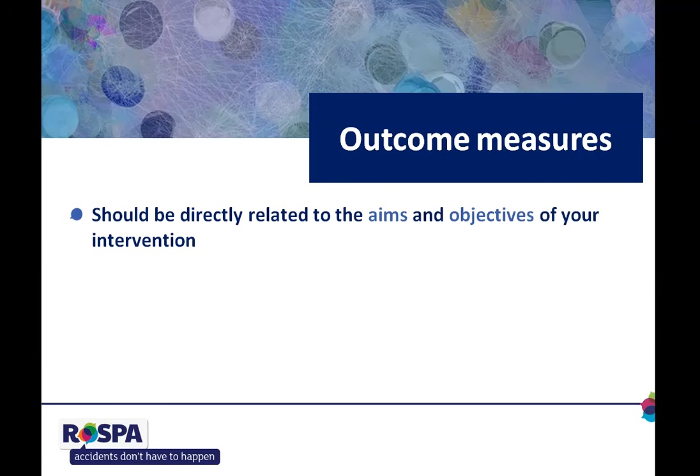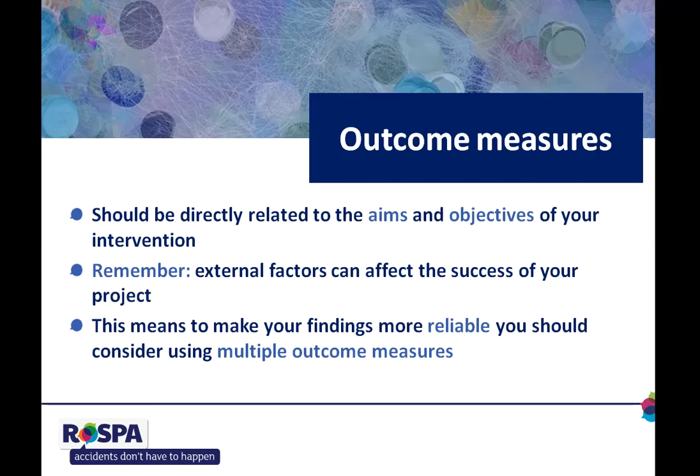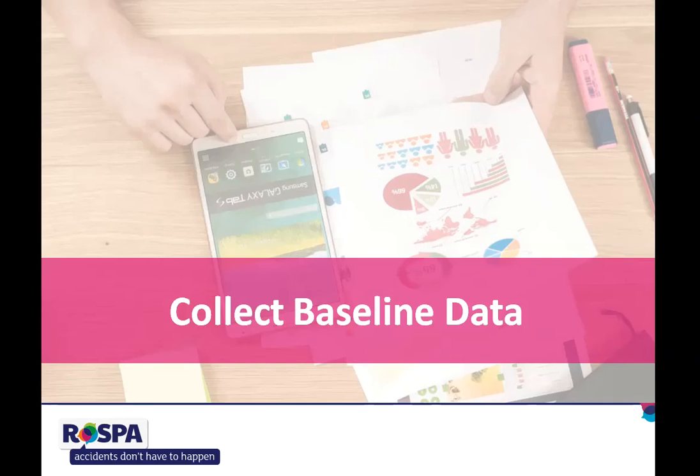It is important to remember that these measures should be specific and directly related to the aims and objectives of your intervention. As I mentioned in the Doing Your Intervention webinar, some external factors might also make a difference to the effectiveness of your project, and therefore it can be difficult to attribute changes in attitudes, knowledge or behaviour to your project. To make your findings more reliable, you could use multiple outcome measures.